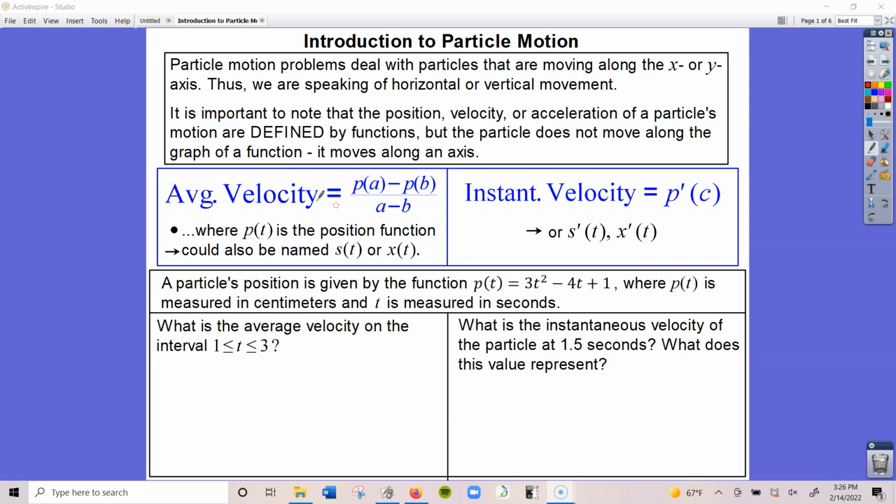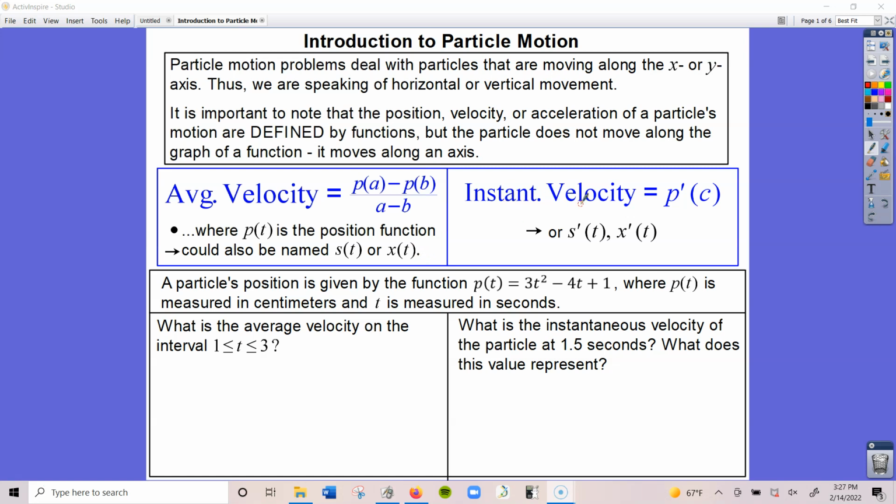So let's have a look at average velocity. We have here average velocity is equal to P of A minus P of B over A minus B, which essentially is the slope of the secant line of the position function. So we get average velocity from 2 points of position. Now, as a side note, for the position function, I'm using P of T, P for position, but it could also be named as S of T or X of T or basically any other function.